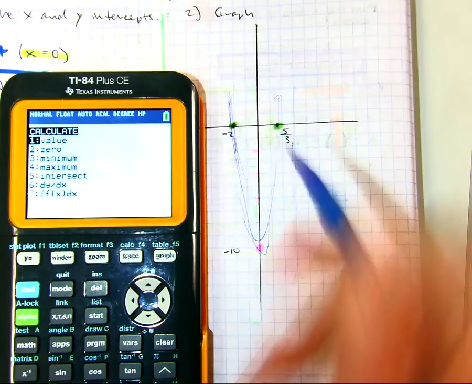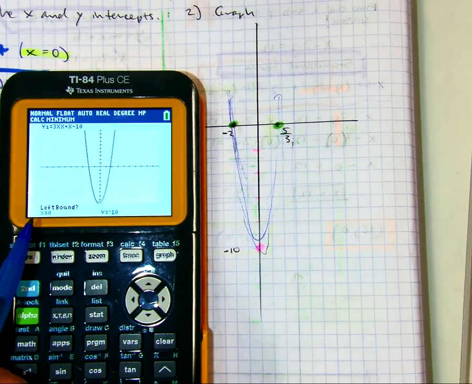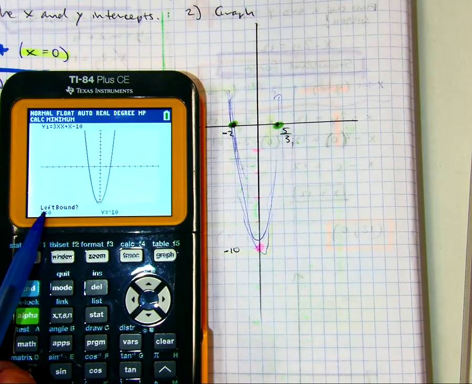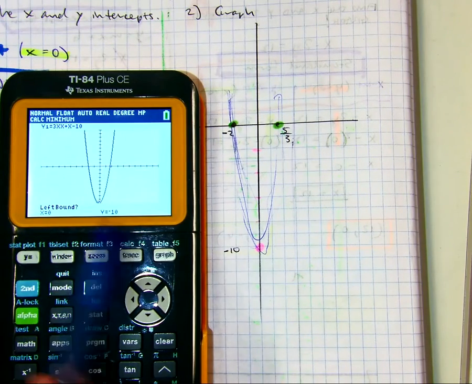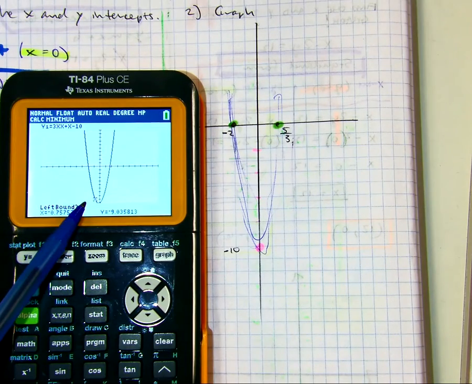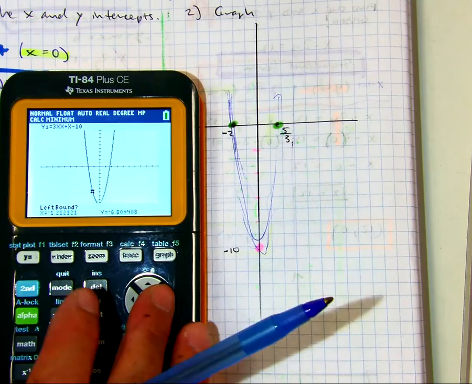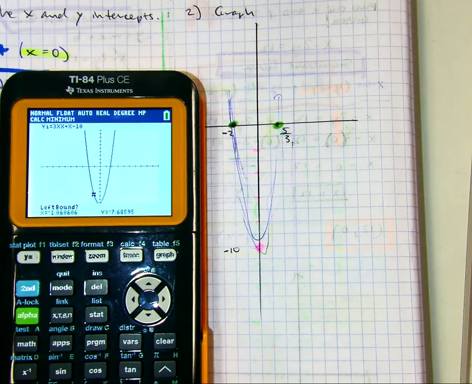It says left bound. You're going to go to the left of what you think is the lowest point. So you see my little cursor there? It's blinking. You just want it somewhere on the left. You could put it way over here if you wanted to. It doesn't matter. Everyone say left side. Class, what does left bound mean? Left side. So press enter.